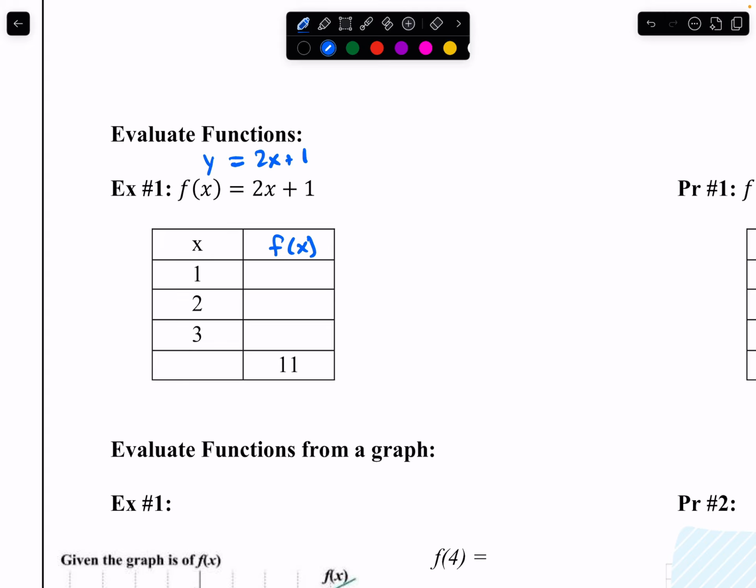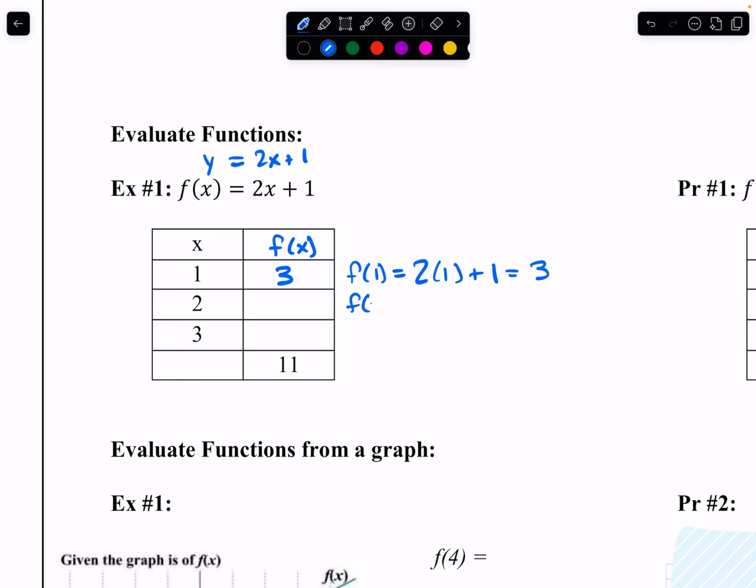And it's asking us, what is f of x when x is 1? The way we write that is, we'll find out what f of 1 is. That means we're going to plug in a 1 everywhere we see an x. So our function was 2x plus 1. We're just going to plug in a 1. And we should be able to do that using mental math. What's 2 times 1 plus 1? Well, 2 times 1 is 2, plus 1 is 3. So our output is 3.